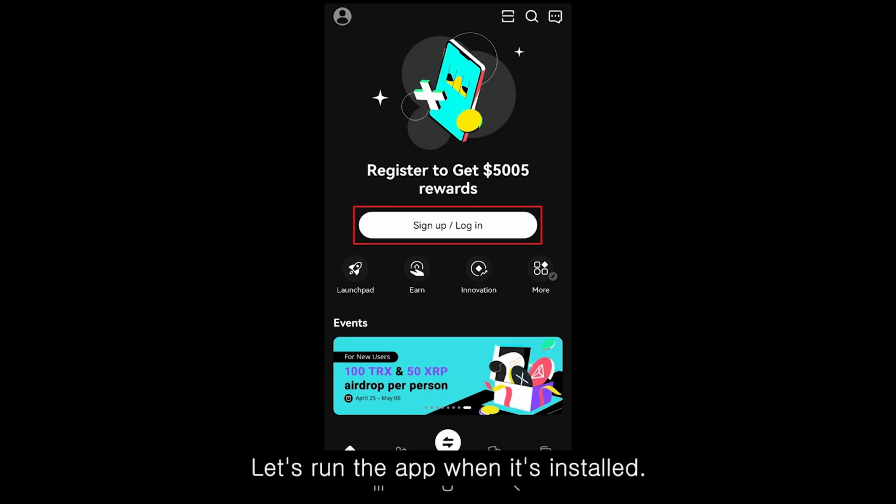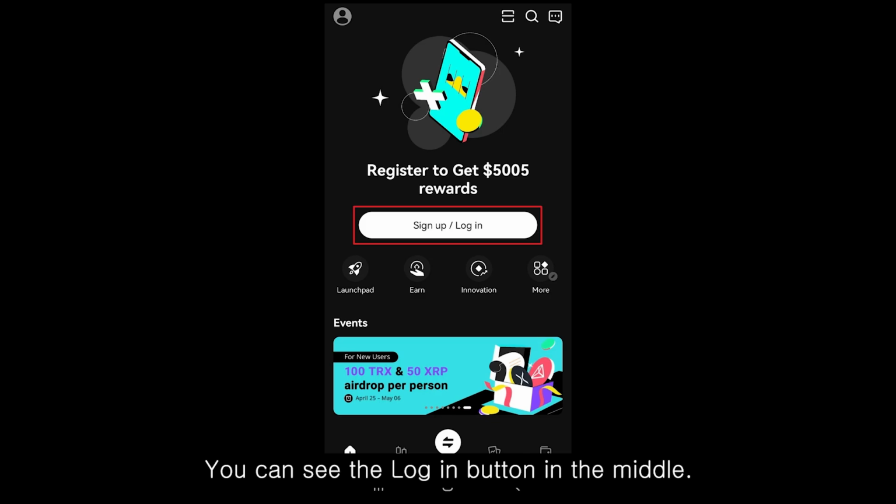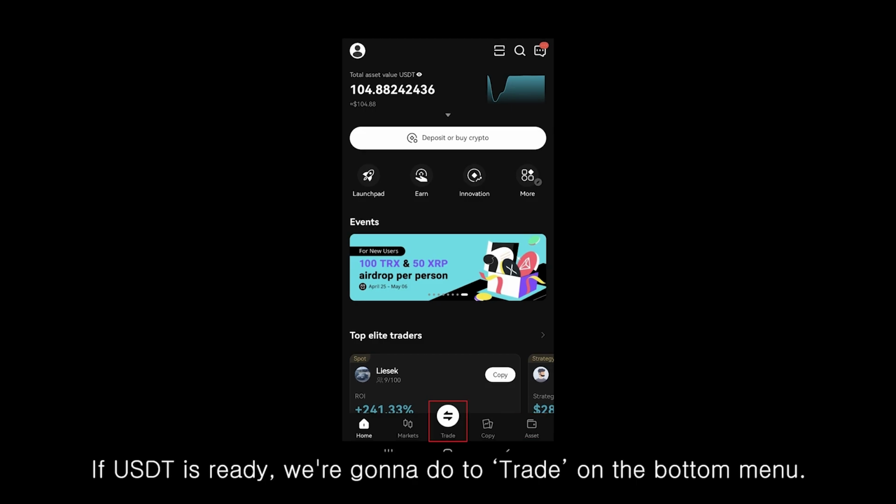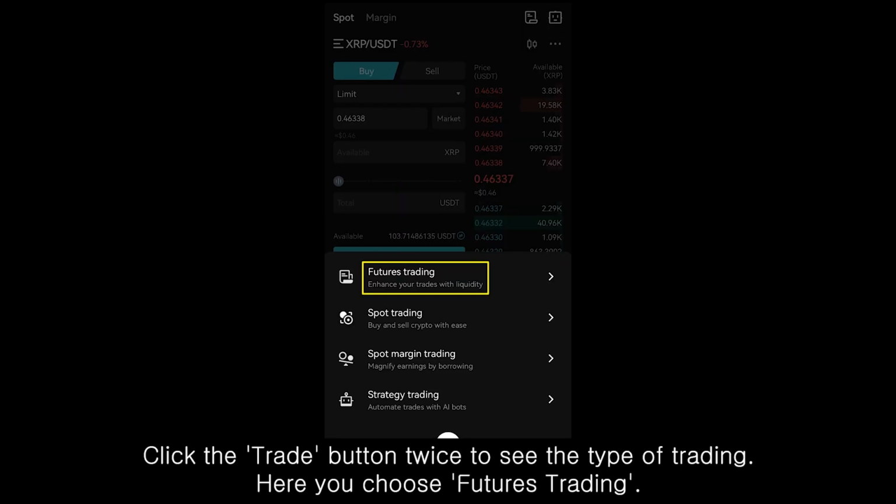Let's run the app when it's installed. You can see the Login button in the middle. Once logged in, deposit USDT for trading through the Asset menu at the bottom right. If USDT is ready, we're going to go to Trade on the bottom menu. Click the Trade button twice to see the types of trading.